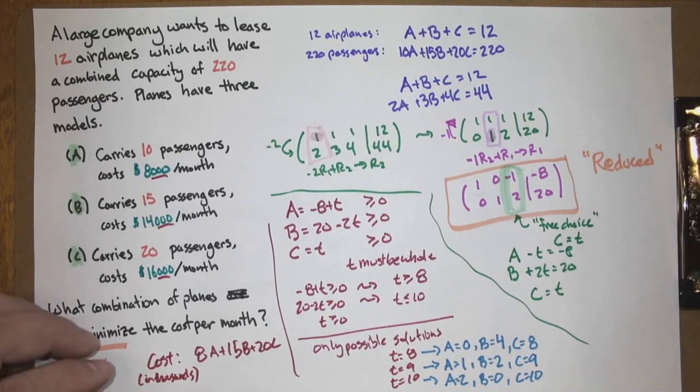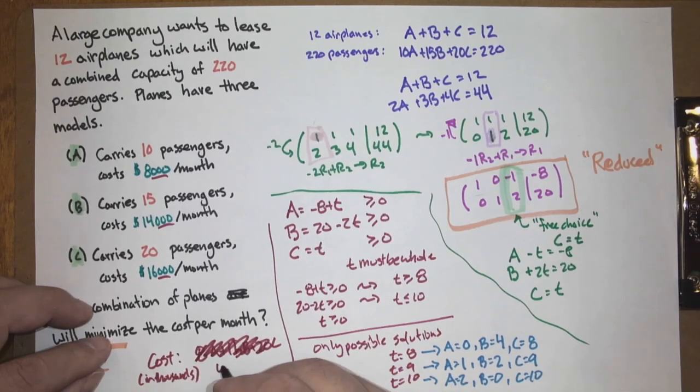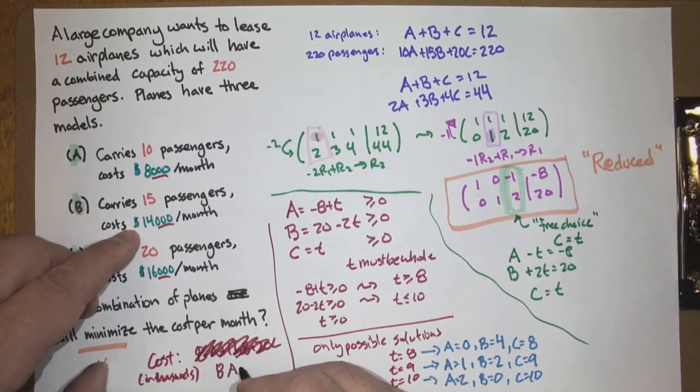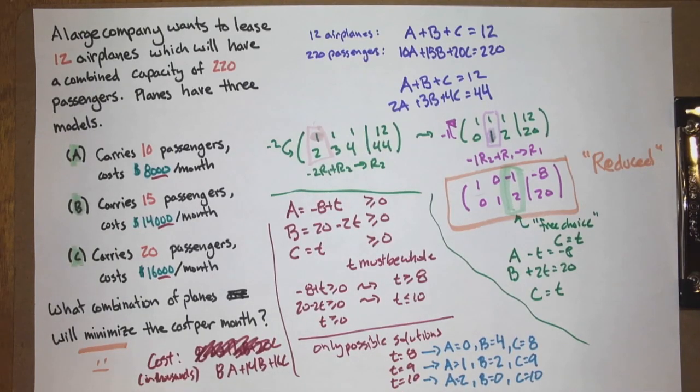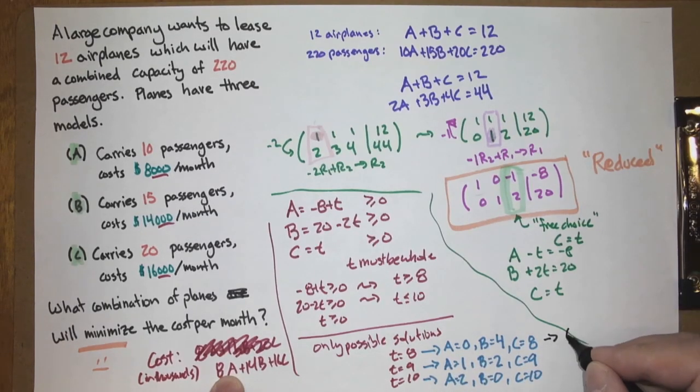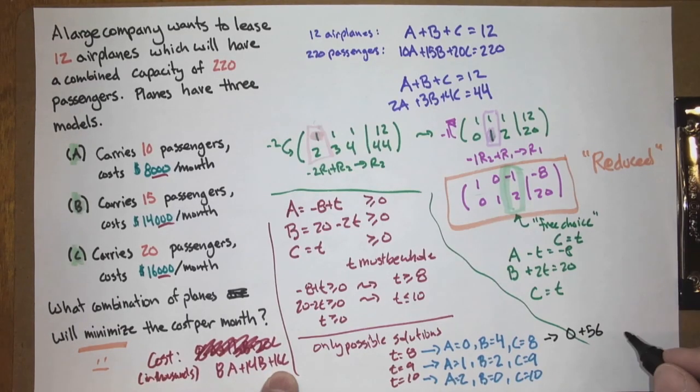Oh, not, I read the wrong numbers, sorry. Let's try that again. 8a plus 14b plus 16c. Okay, so for the first configuration, we would get 8 times 0, 14 times 4, 56, 16 times 8. Oh, why am I hesitating? That's a beautiful number. That's 128. And if you add these up, you get 184. 184,000 per month.